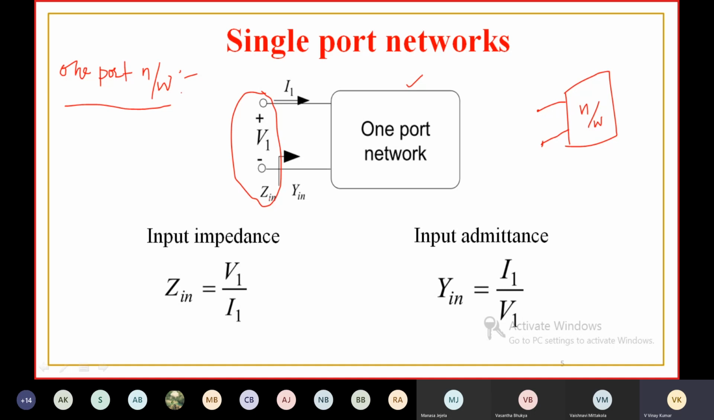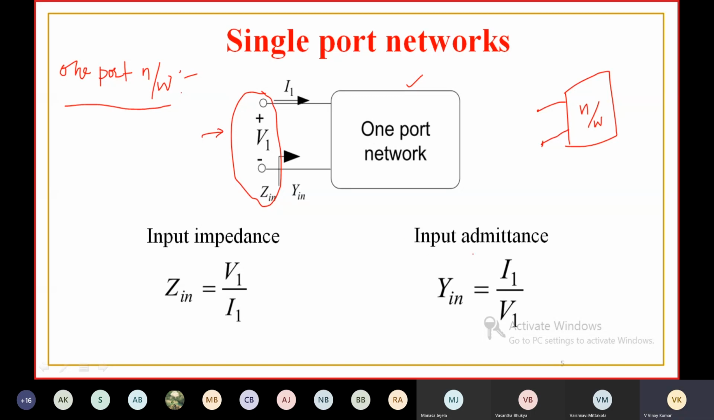Here Zin means input impedance, which means this is called the input port. You are going to find the input impedance between these two terminals. Zin is equal to Vin by Iin. V1 is the voltage applied to this port, I1 is the current flowing into this. Then input impedance is equal to V1 by I1. It is the ratio of V1 to I1.